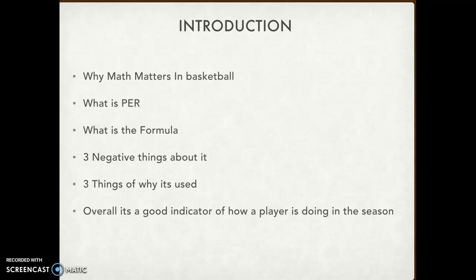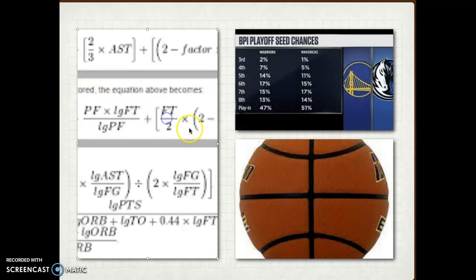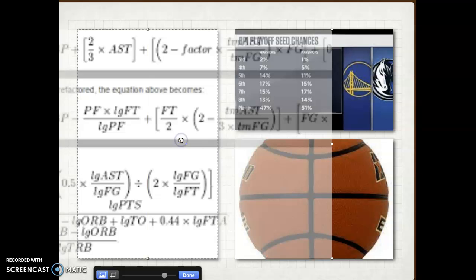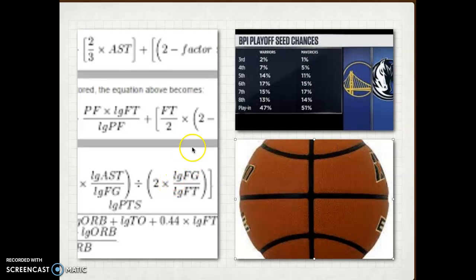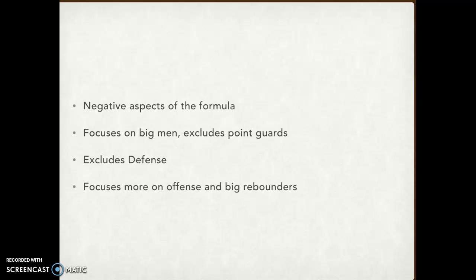It's a very complicated formula, but if you break it down, and I'll show it to you right here. This is the formula right here, and it's pretty simple to look at. And this is a picture of basketball because that's what we're analyzing, and this is how they use different pictures of how they use PER in the league. But yeah, the negative aspects of the formula are that it focuses on big men, excludes point guards, excludes defense, and focuses more on offense and big rebounders.